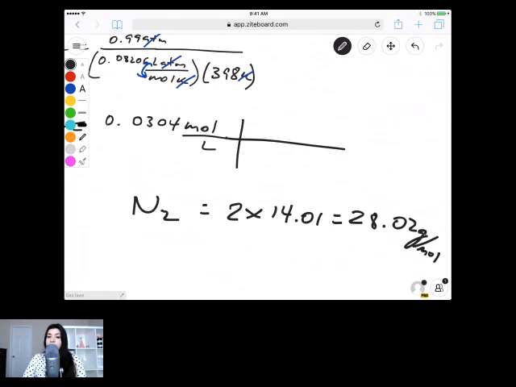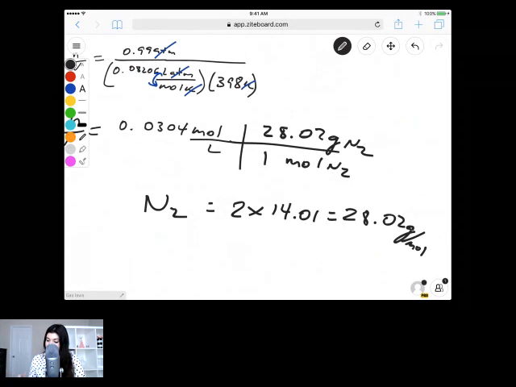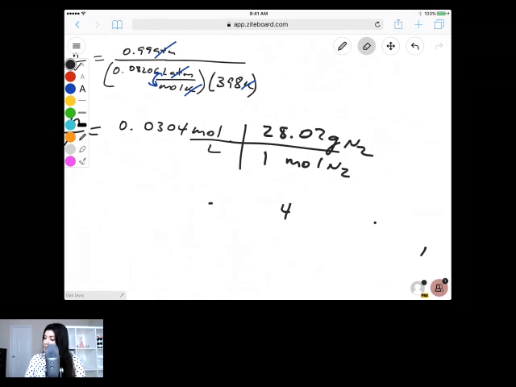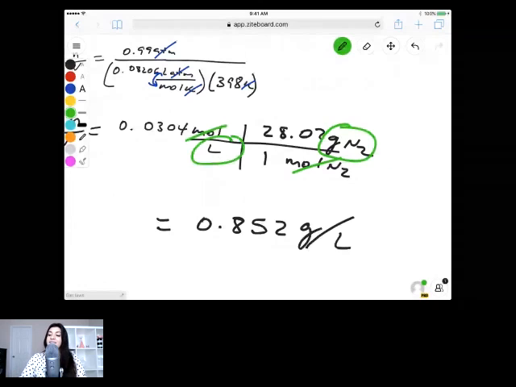Now looking at this, this would be 1 mole on the bottom of N2 and 28.02 grams of N2. Now we will multiply straight across. And we will get our density, because that's 0.852 grams per liter. Note that your moles would cancel, and you're left with grams per liter of N2 gas. That's how we figure out density.